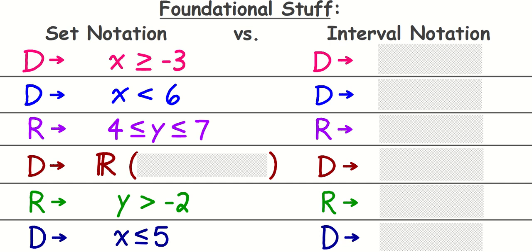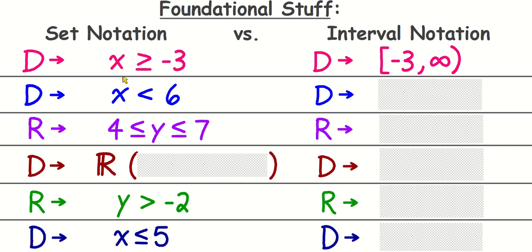So set notation and interval notation are both used to describe sets of numbers or intervals of numbers. It's not like you use interval notation for intervals and set notation for sets. It's basically the same thing, okay? It's just that this one happens to be called interval notation when you're using this kind of style, which I'll get to momentarily, and this style happens to be called set notation.